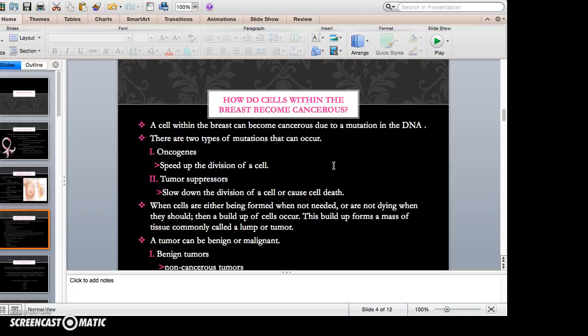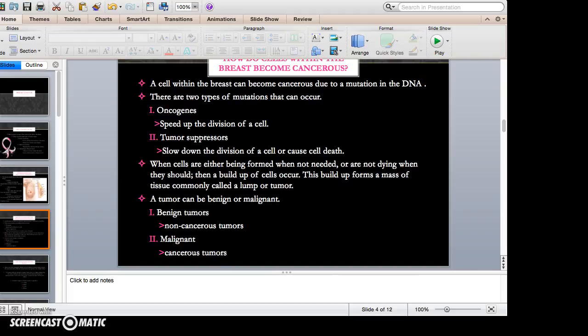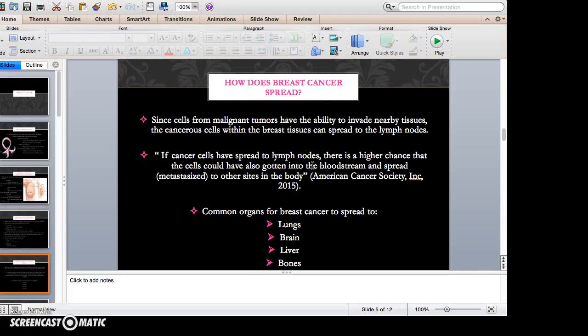The tumor can be benign or malignant. Benign tumors are non-cancerous tumors. Malignant tumors are cancerous. Since cells from malignant tumors have the ability to invade nearby tissues, the cancerous cells within the breast tissue can spread to the lymph nodes.